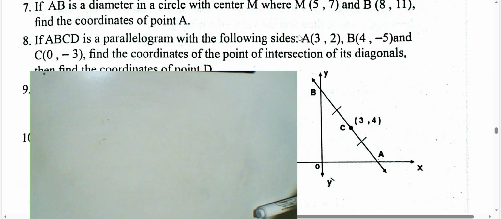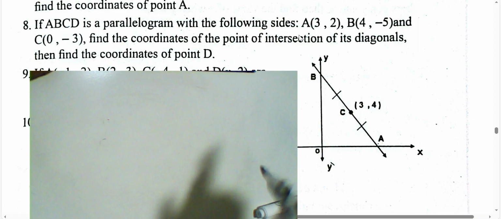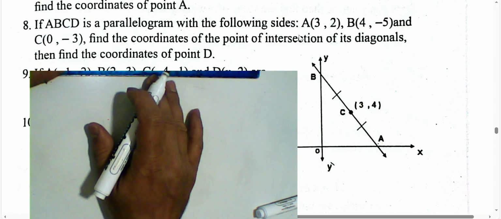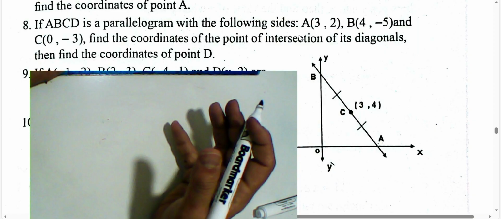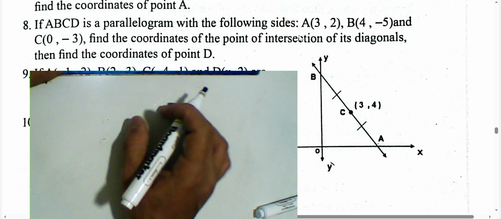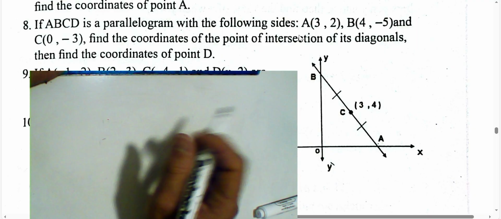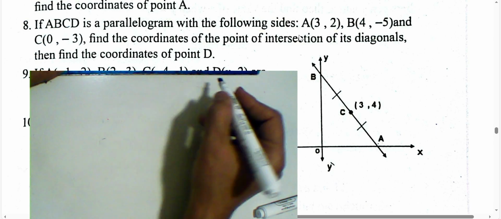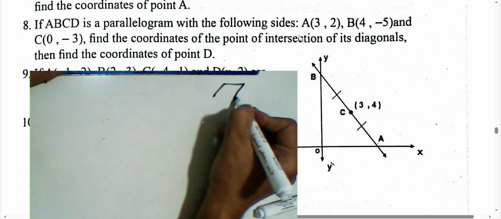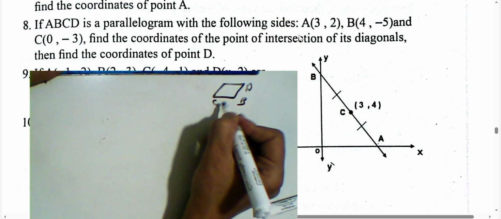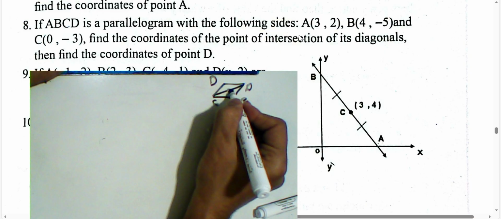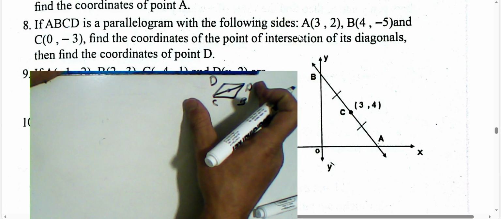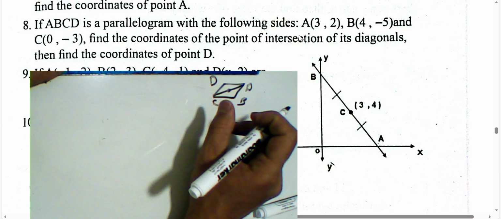Next question, number 8. ABCD is a parallelogram, with points A, B and C given. Find the coordinate of the intersecting diagonals and then find the coordinate of D. We have a parallelogram like this, A, B, C, D. First step, we must find the midpoint between A and C because we know the coordinates of A and C.